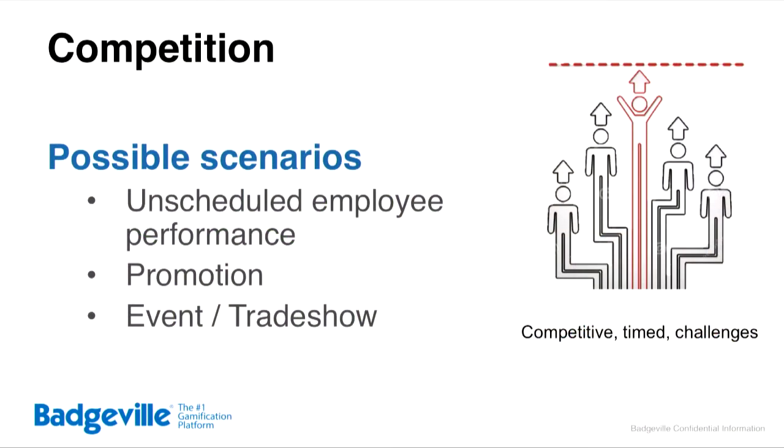And then being able to compare yourself with other users, and particularly with your past performance. So competition is our third one. Possible scenarios: we just talked about scheduled, so if we talk about unscheduled employee performance, the idea is that there's no real upper limit to how much you do something. It's less predictable.